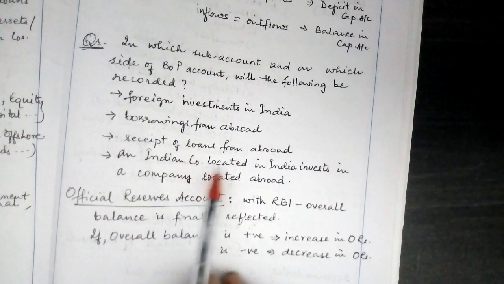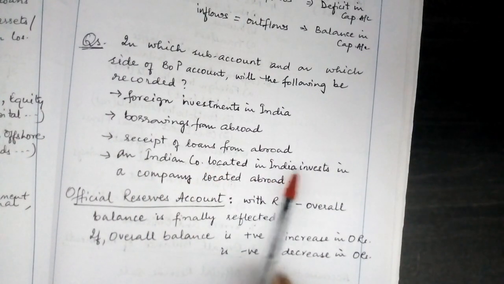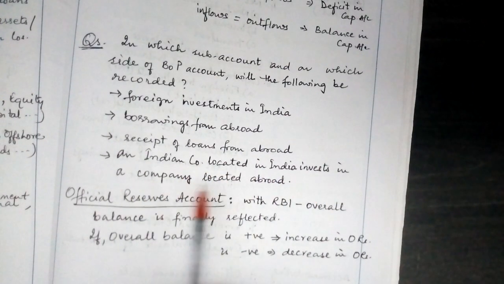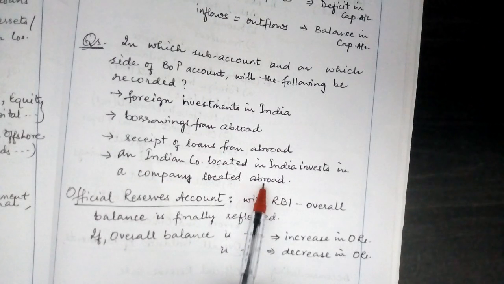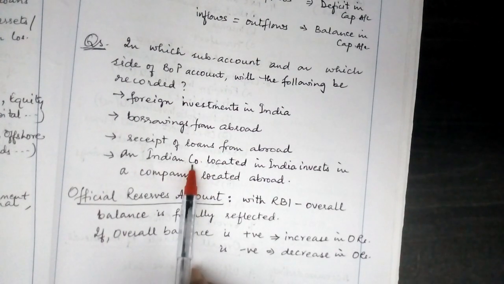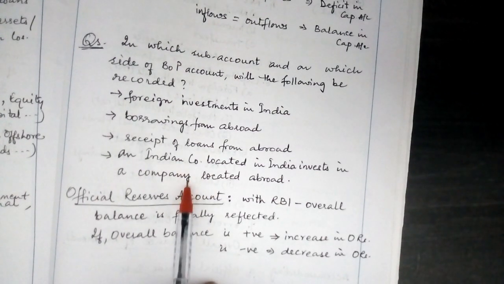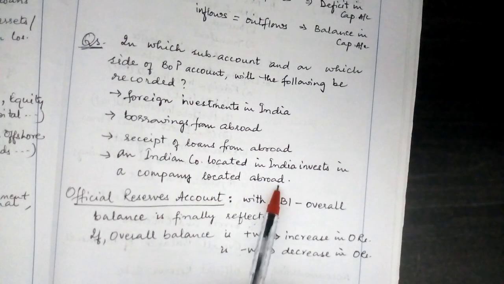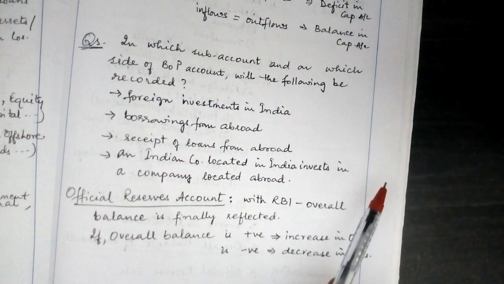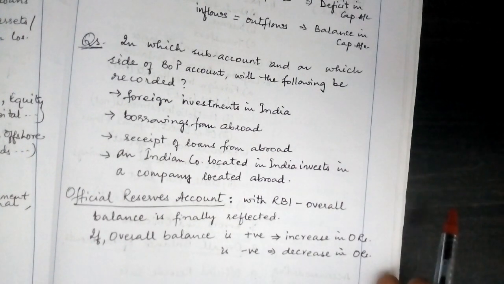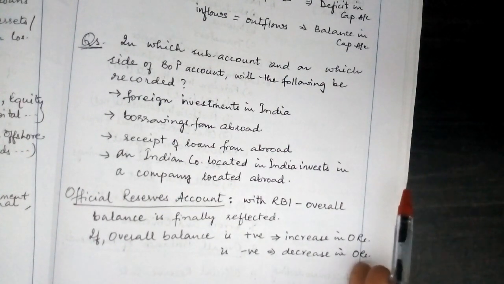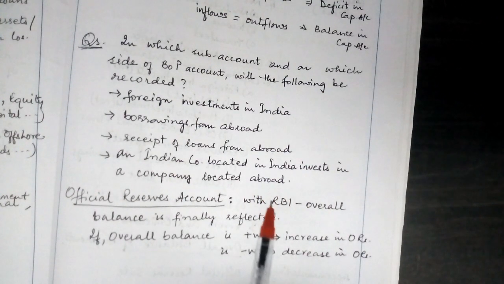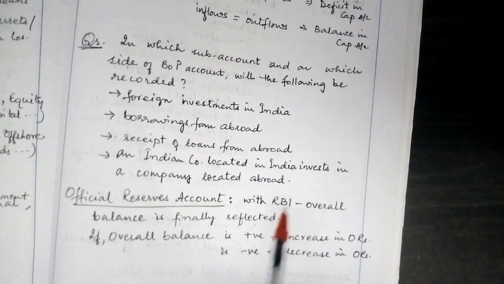An Indian company located in India invests in a company located abroad. So Indian company is investing in a company located abroad. So this is capital outflow. Hence is a payment and therefore recorded on the debit side of the capital account.